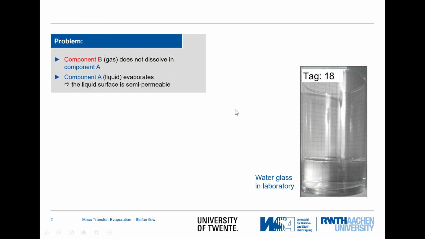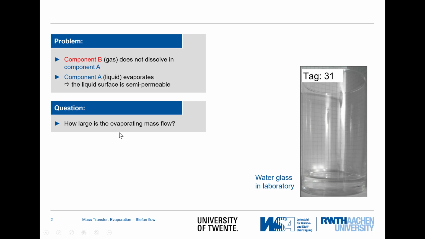And what we have here, we have ambient air, which we call component B, and water, which we call component A, regardless whether it's water vapor in the air or in the liquid. And we see we took a photo every single day. This is a quite slow process. And the question that is coming up from here is, how large is the evaporating mass flow or the mass flow rate? And I can tell you this was running up to day 40.